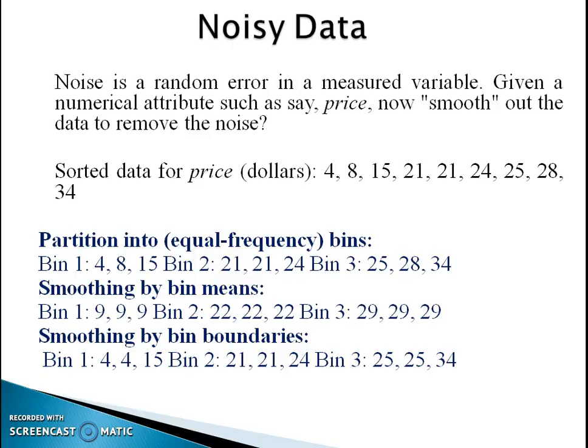Smoothing these values by taking the mean value of a particular bin. From bin 1 we get the mean value 9, so we replace all the values with 9. In bin 2 we get the mean value of 22, so we replace all values with 22. In bin 3 we get the mean value 29, and we replace all values with 29. Smoothing by bin boundaries, we can replace the value by the minimum value of the bin or the maximum value of the bin. So we can put 4, 4 and 15, or 21, 21 and 24, and then 25, 25 and 34. These are the three different methods of replacing the noisy data.